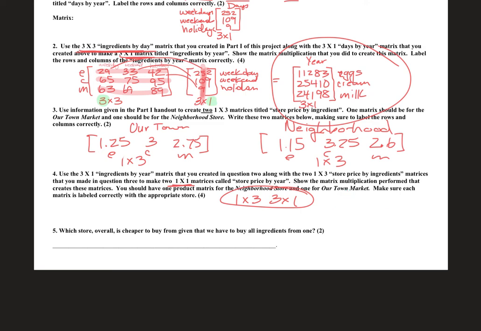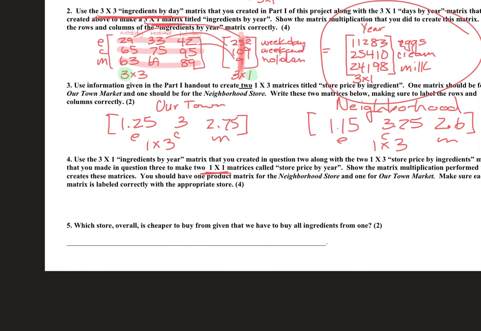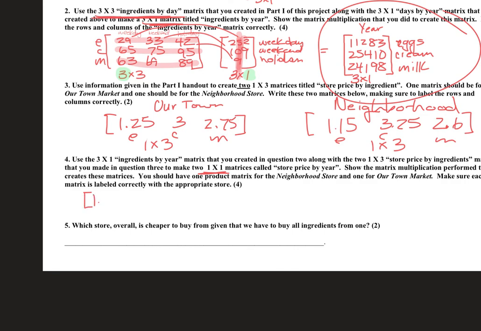So let's do a 1x3 times a 3x1. Let's just start with our town. Our town is a good one to start with since it's up first. 1.5, 3, and 2.75. And then there's our 1x3, and then our 3x1, which is our 11,283 times 25,410 times 24,198. And I'm not going to label these ones because I'm just out of room.